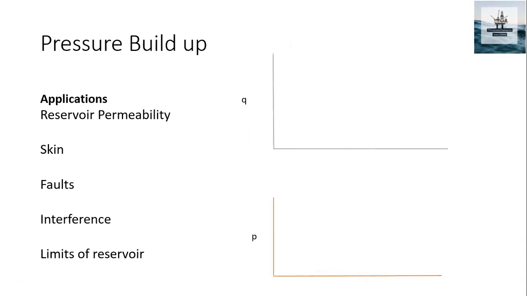So this is the pressure buildup test. Basically, initially the well will be allowed to flow for some time. Then after that the well will be shut in. So during the shut-in period, pressure will start to build up. When the flowing period is there, the flow rate will be observed to reduce.